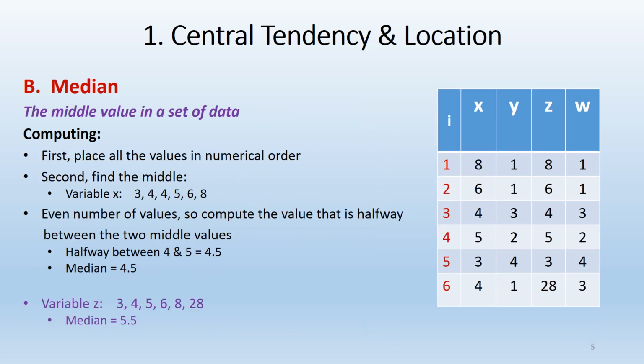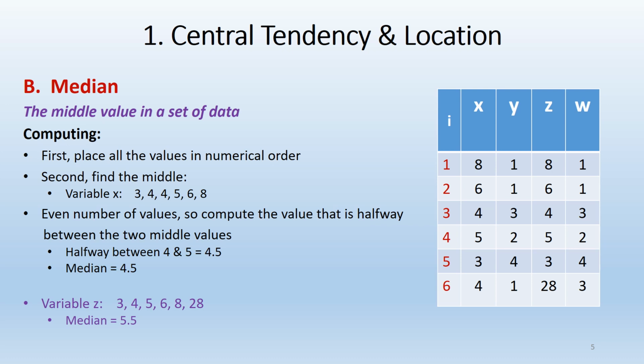The second measure of central tendency or location is the median. So we're marching up the ladder here. The median, by definition, is the middle value in a set of data. Now it's not like the mode where it only focused on the most popular. Now it's looking for who's in the middle, right? That's the focus of the median.